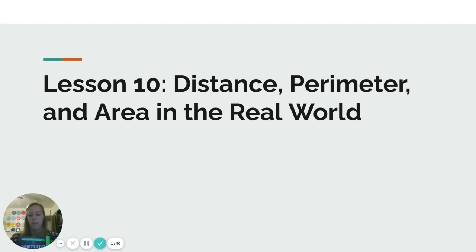The perimeter. If it's 1.5 by 1, then I'm going to add 1.5 plus 1.5 is 3, plus 1 is 4, plus 1 is 5. So my perimeter is 5 units, or 5 pens. And finally, the last question is going to ask you to do the area. So 1.5 times 1 is 1.5. So it's as simple as that.